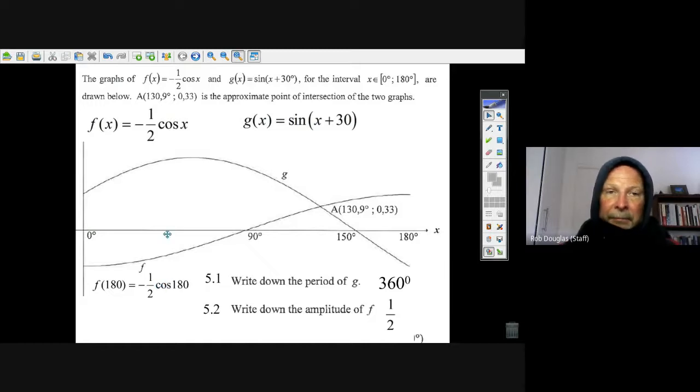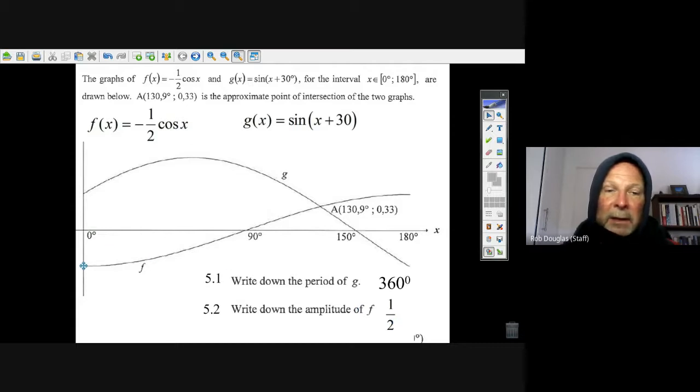And then the next question, you just have to know what it means. When they say, what's the amplitude of f? Well, amplitude is the distance from the middle of the wave to the top of it. You can get the amplitude just by looking at the number in front of x. If it says 3x, the amplitude's 3. If it says 10x, the amplitude's 10, but it has a half here. So the amplitude is a half.